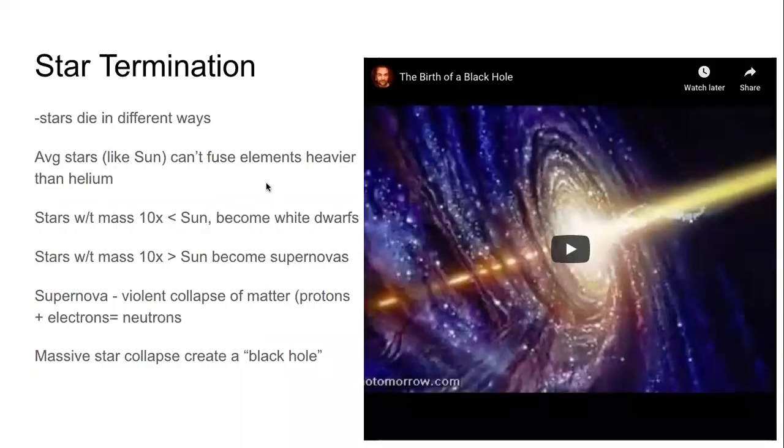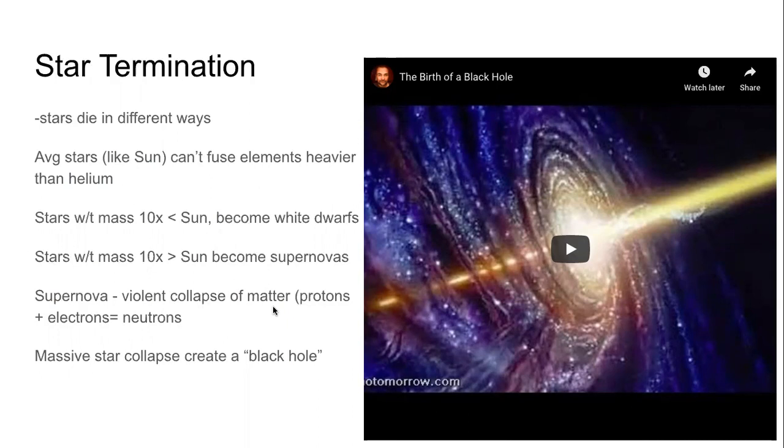In terms of the star termination, all stars are born in nebulae, but they die different ways. Average stars can't fuse elements heavier than helium. Stars with mass that are 10 times less than the sun become white dwarfs. Ones that have a mass that is 10 times greater than the sun become supernovas. Ours is right on the border right there, so it's actually going to go the route of a giant and then become a dwarf. Did I mess that up?